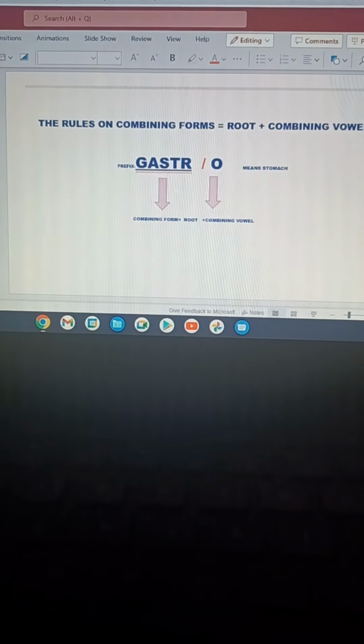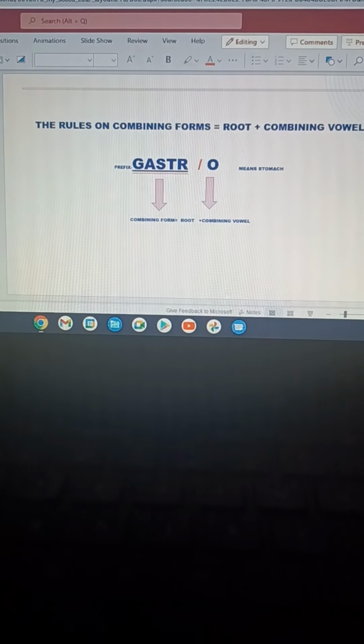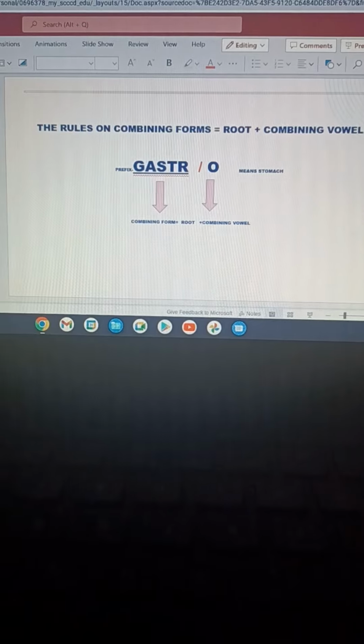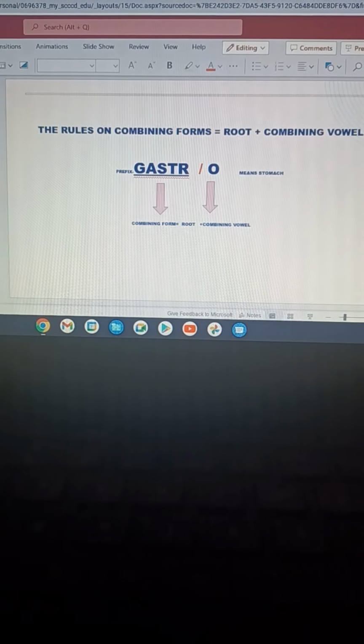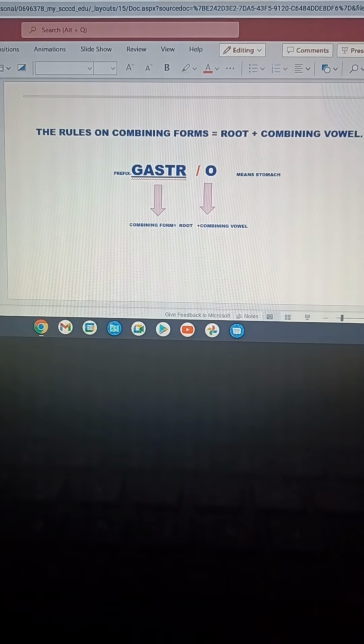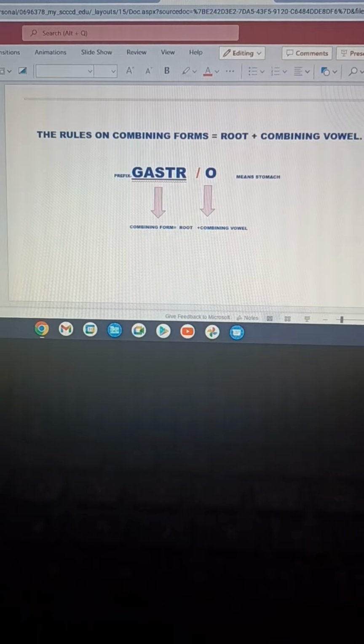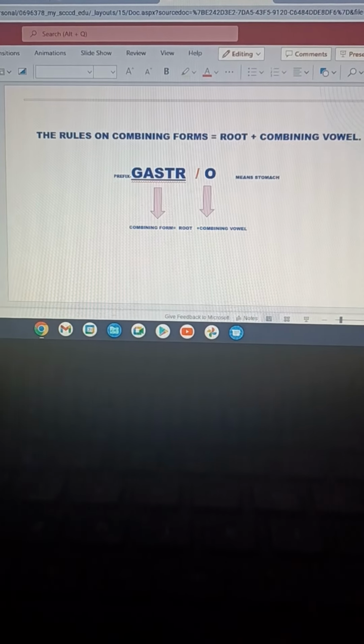So then we have here the rules of combining forms, the roots plus the combining vowels. Okay, so I picked gastro, which means stomach. I went ahead and broke that down and slashed in front of the O, which is the combining vowel.